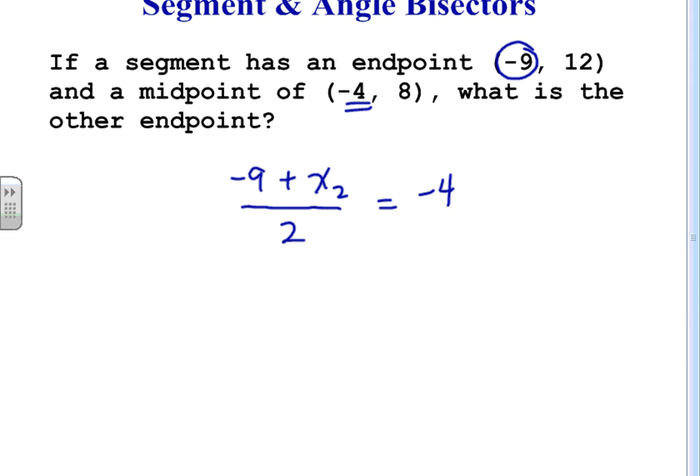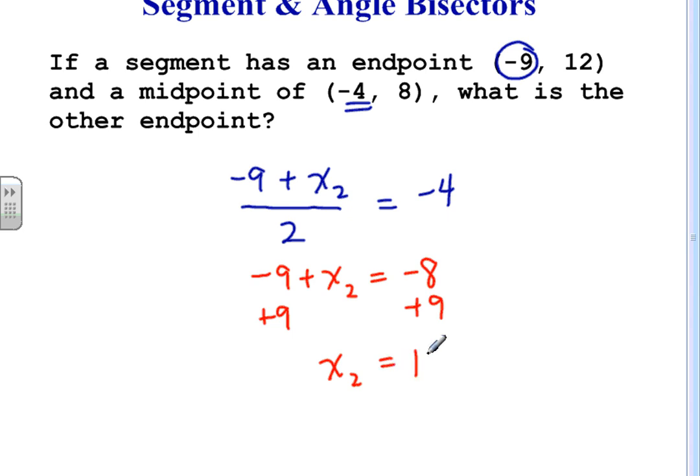So here's where my algebra skills of solving an equation are really going to help me out. I'm going to multiply both sides by 2, and then I'm going to add 9. So the x-coordinate is 1.